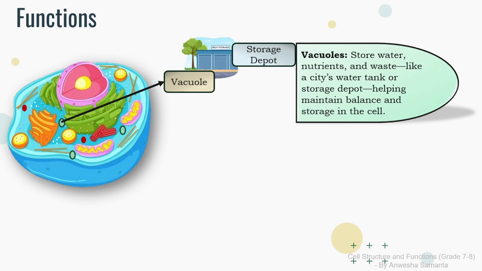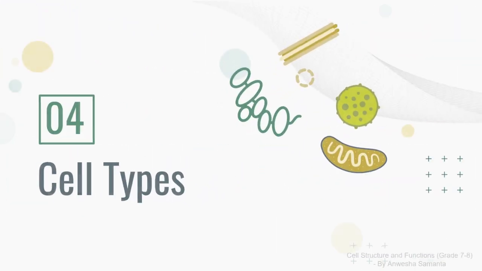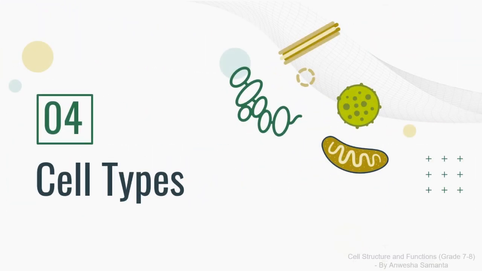Vacuoles are like storage tanks holding water, nutrients, or waste. And the cell membranes act like the guarded city borders, controlling what enters and leaves the cell. Now let's look at different types of cells.